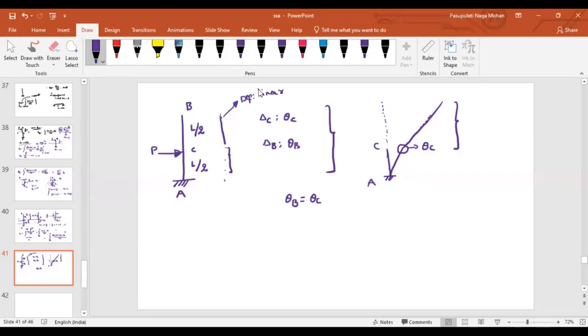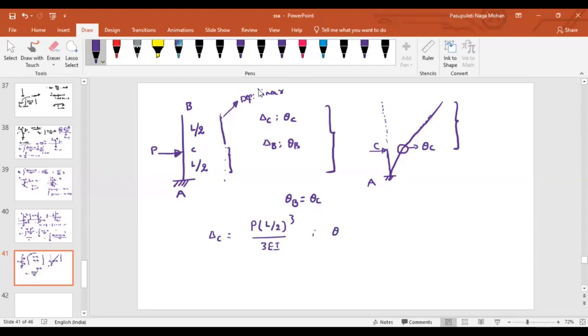Now this is like a cantilever portion subjected to the point load. That means what is the deflection at point C that I can say? PL cube by 3EI. But instead here, what is the length? Length is defined as L by 2. L by 2 whole cube by 3EI.